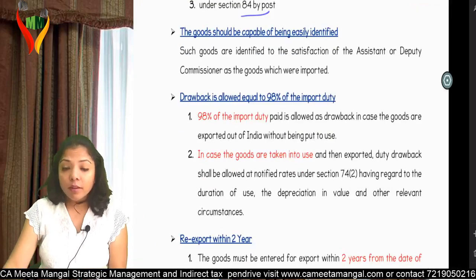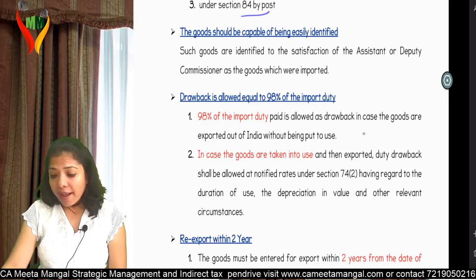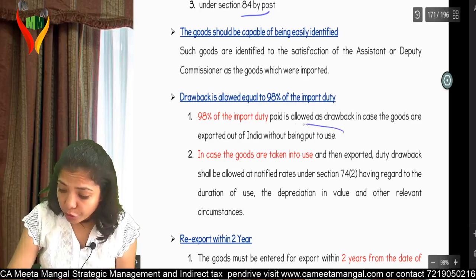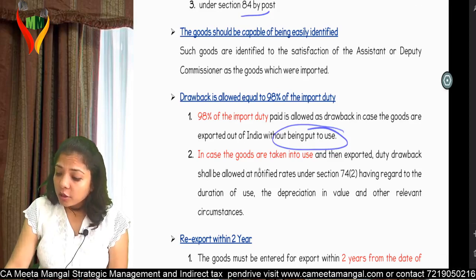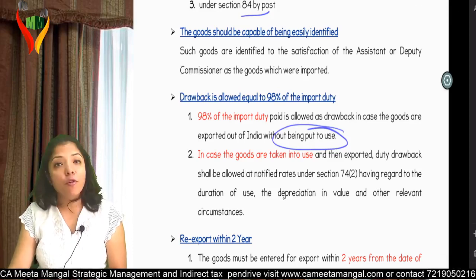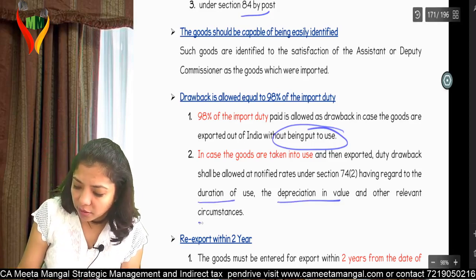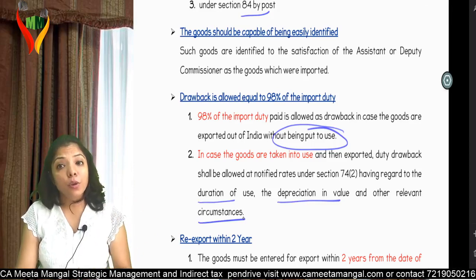So what is it over here? 98% of import duty is allowed as drawback in case the goods are exported out of India without being put to use. In case the goods are taken into use and then exported, duty drawback shall be allowed at the notified rate under section 74 subsection 2, having regard to duration of use, depreciation in value, and other relevant circumstances. So your percentage will vary as per your usage, as per the depreciation in the value, which we are going to study.